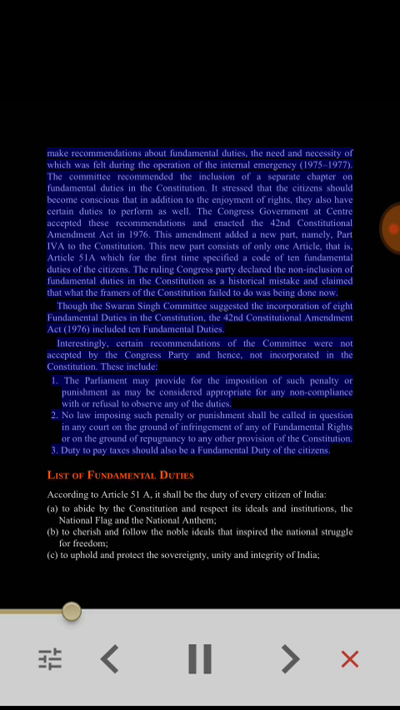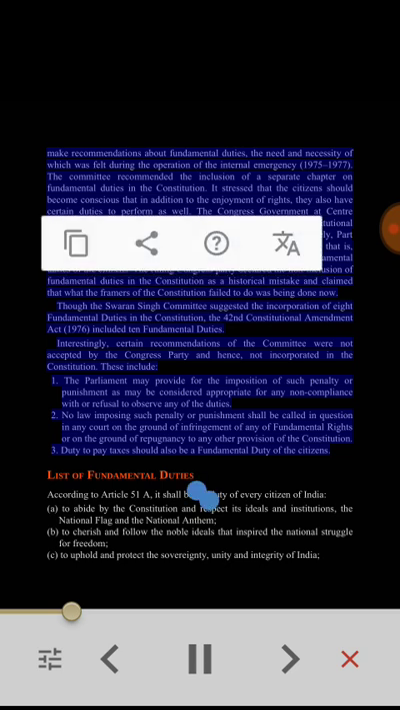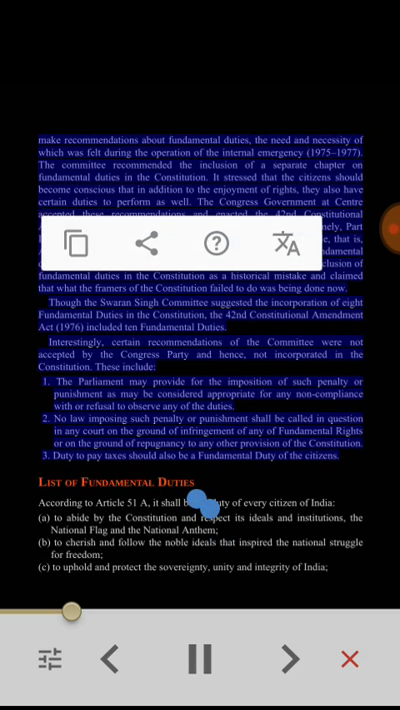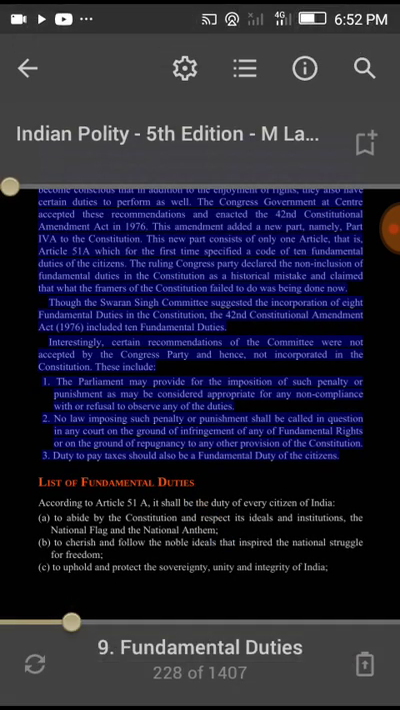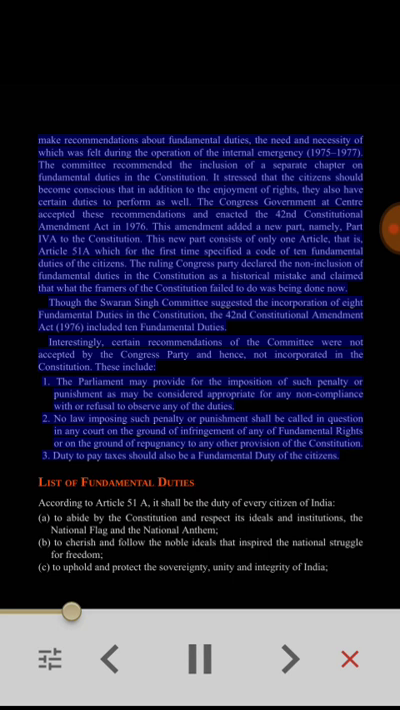The Congress government at the Centre accepted these recommendations and enacted the 42nd Constitutional Amendment Act in 1976. This amendment added a new part, namely Part IV-A, to the Constitution. This new part consists of only one article, that is, Article 51A, which for the first time specified a code of 10 fundamental duties of the citizens.